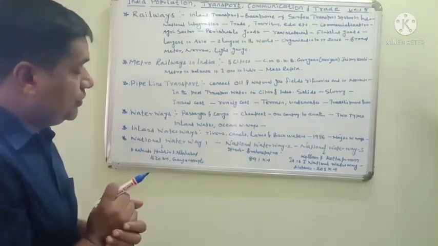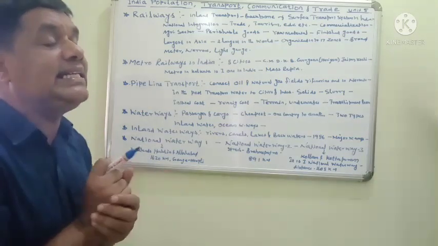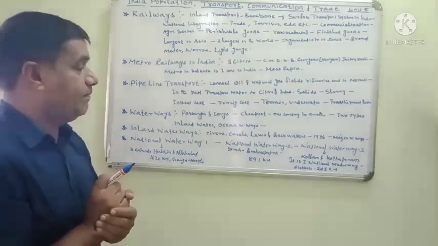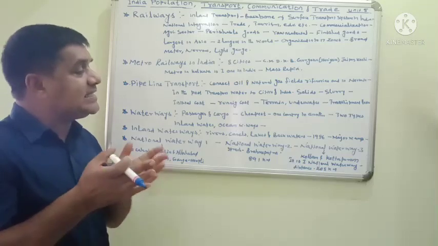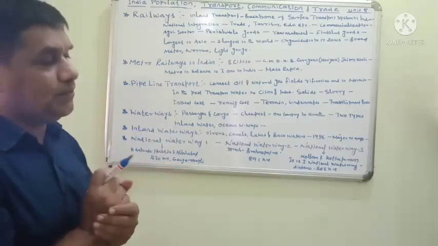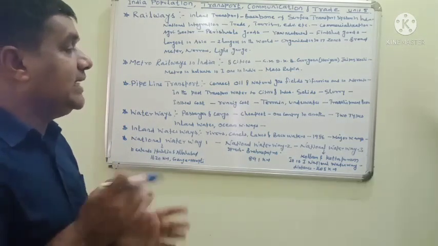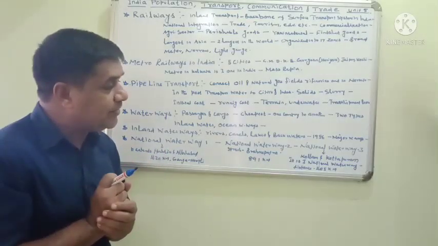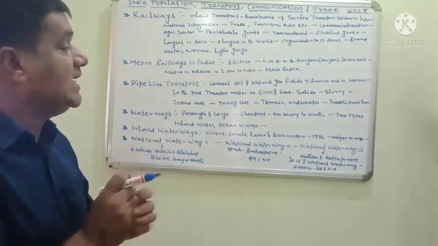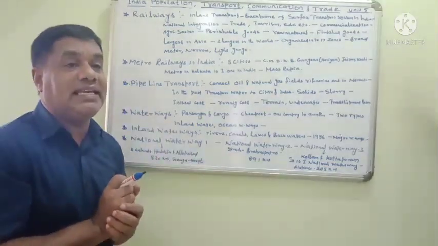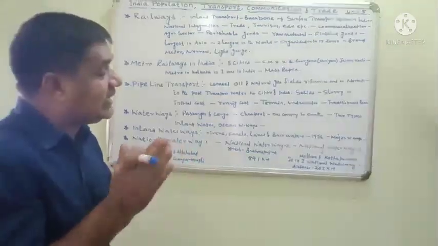National Waterway 2 stretches along the Brahmaputra, a total distance of 891 kilometers. National Waterway 3 stretches between Kollam and Kattapuram. It is in Kerala. It is the first national waterway in our country, a distance of 205 kilometers. In Kerala only, from Kollam to Kattapuram, the first national waterway was set up.